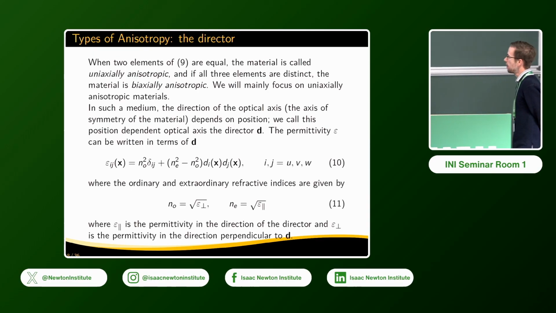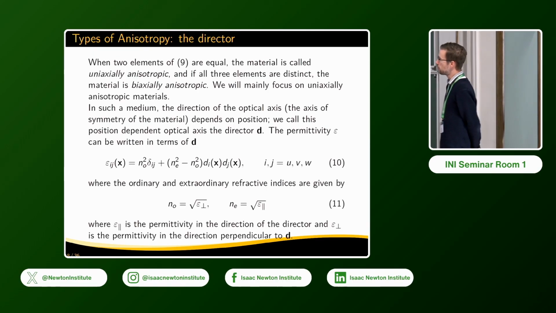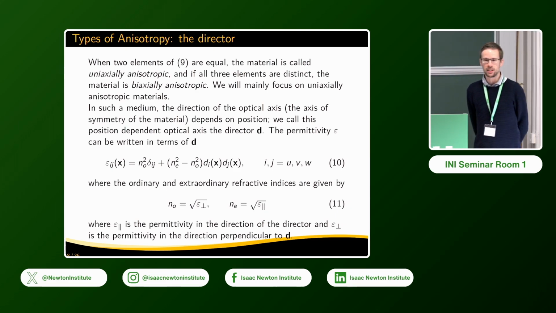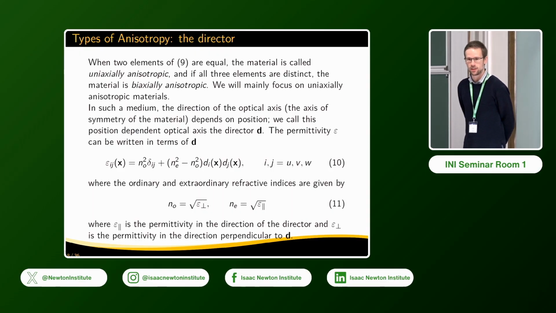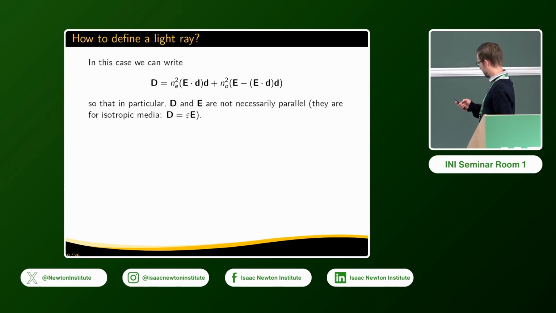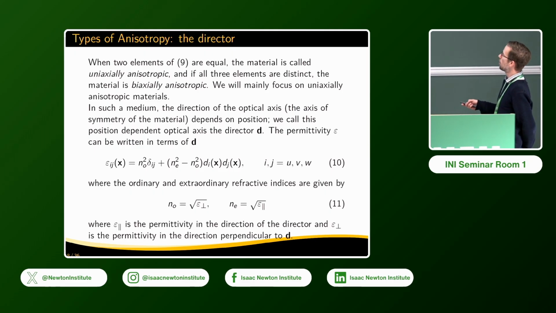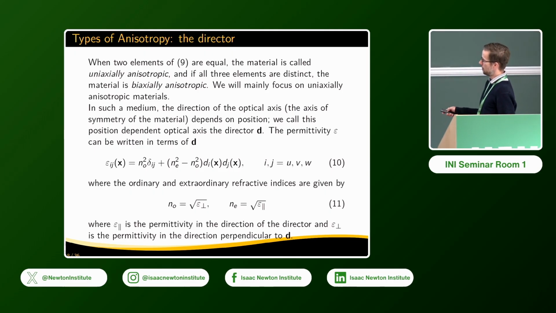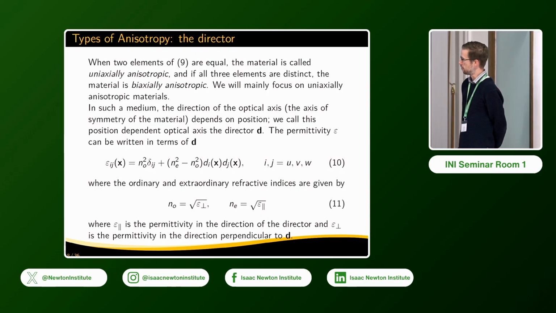Okay, so this is fairly well-known stuff. We've seen the director a few times this week. So just one thing I want to point out, I use D for the director field instead of N, because N for me is refractive index, so D is going to be this unit vector field here. And you can write this permittivity epsilon in terms of this director field D, as well as in terms of these so-called extraordinary and ordinary refractive indices of the material.